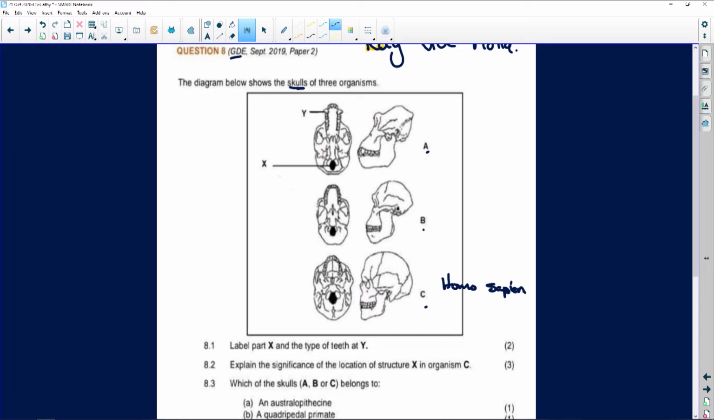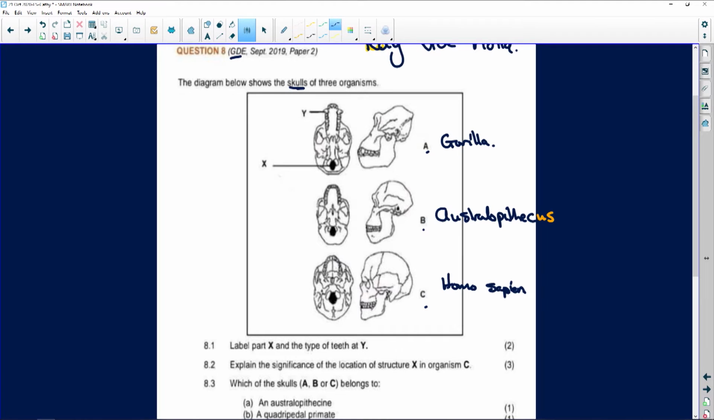Okay, this one looks like a gorilla. And this one is probably an Australopithecus. Otherwise, Becky fights with me when I write with blue on the other blues. There you go. I modified it.